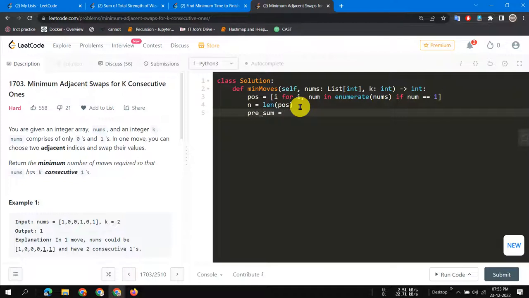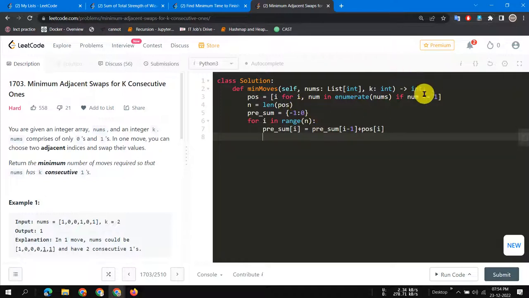I also have to make a prefix sum, and I will keep a dictionary to store the prefix sum with the indices. And by default I'm taking 0 for the -1 index, right? This is the default case. And then for i in range of n, prefix_sum[i] equal to prefix_sum[i-1] plus position[i], right?